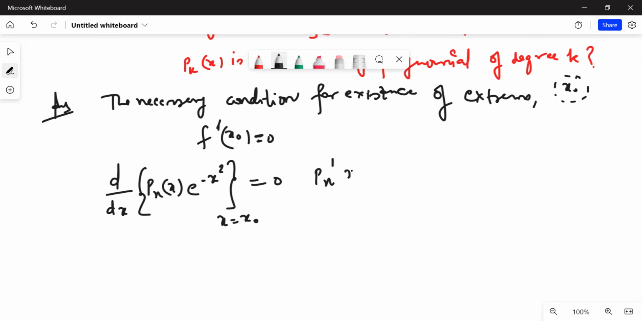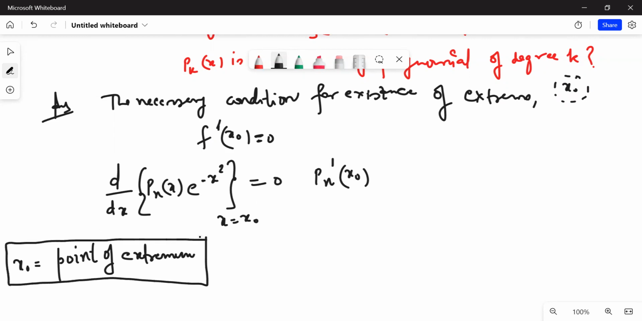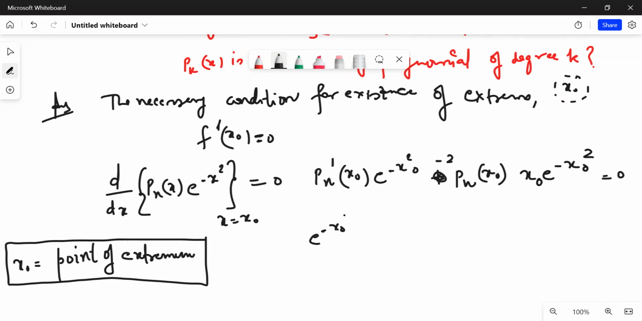इसका मतलब क्या होगा? It will be like Pn dash x naught, और ये x naught क्या है? Extremum point. So x naught is the point of extremum. So there would be Pn dash x naught e की power minus x naught square, and then there would be plus Pn x naught, and then minus 2 into x naught into e की power minus x naught square. Is that clear? This should be equal to 0. Is that clear, बेटा? ये चीज समझ में आ रही है? हाँ जी सर. Yes. Okay. Now, what I can do, I can take e की power minus x naught का square common out, and I will get simply Pn, and I'll take negative also common out.